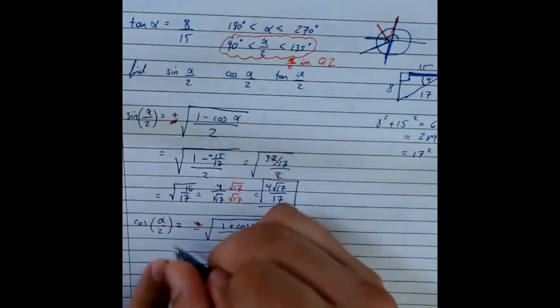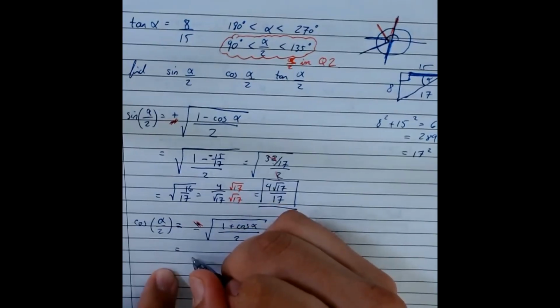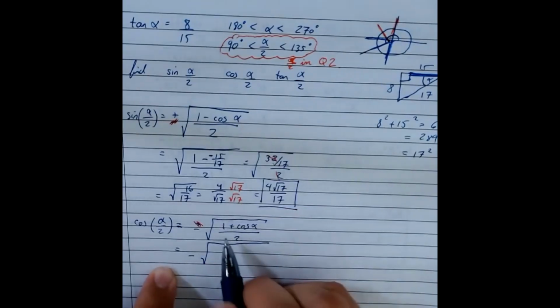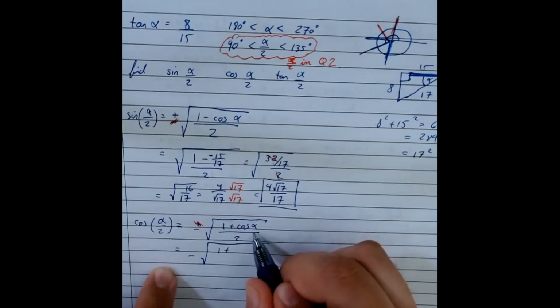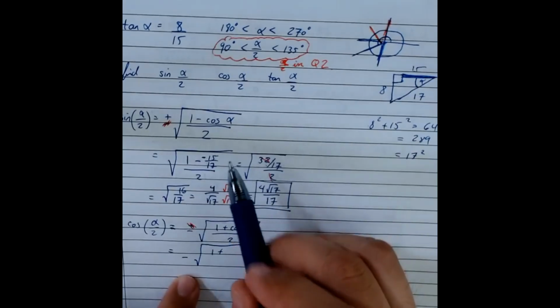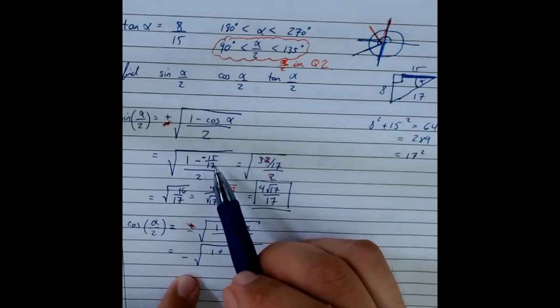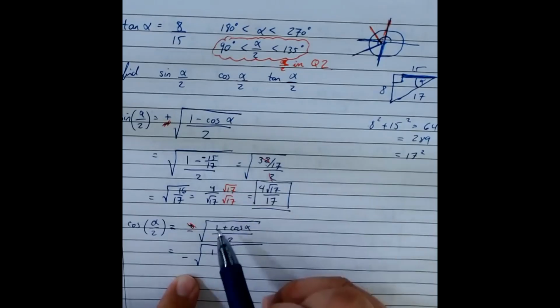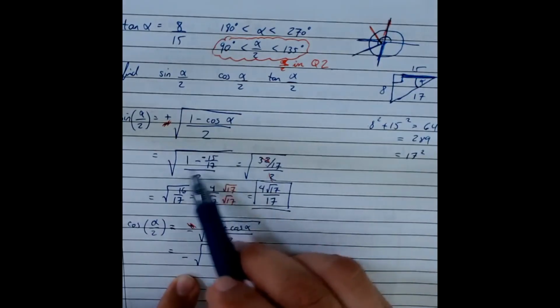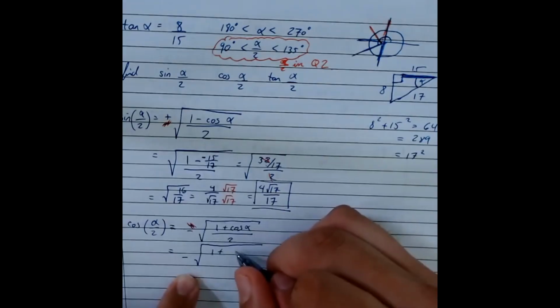All right, so that's going to be negative the square root of, well, let's see, 1 plus the cosine of alpha. Okay, well, let's see. We already know that the cosine of alpha is negative 15 over 17. But now instead of subtracting that number, now you're adding that number. So it's very similar to the previous computation, except that instead of 1 minus that, it's 1 plus that.